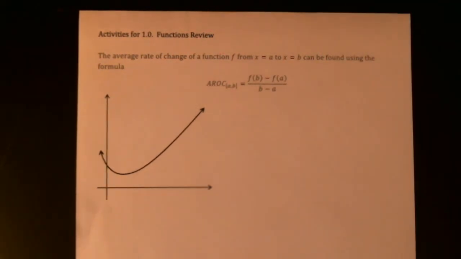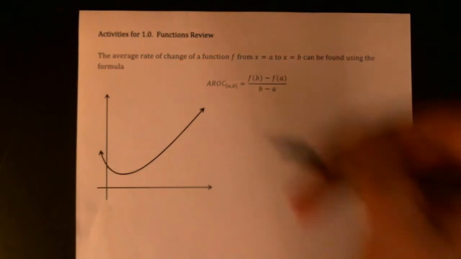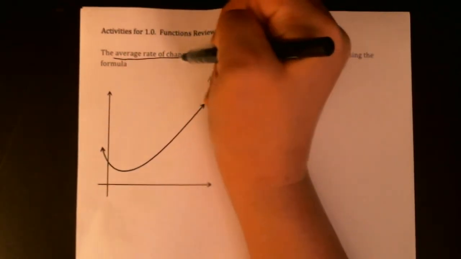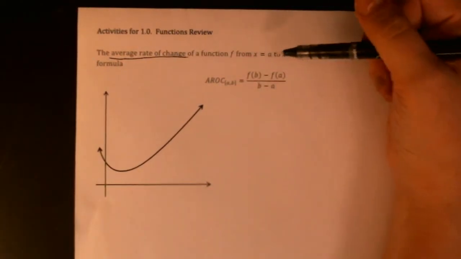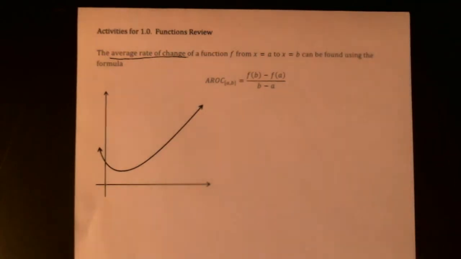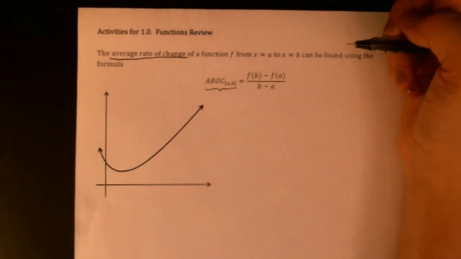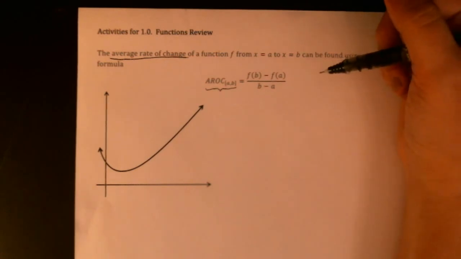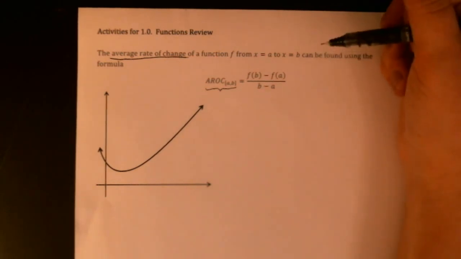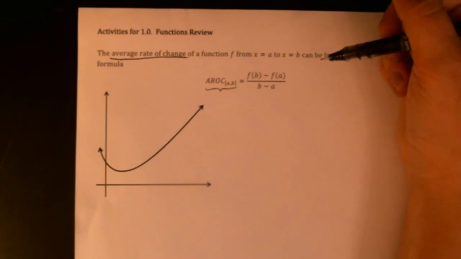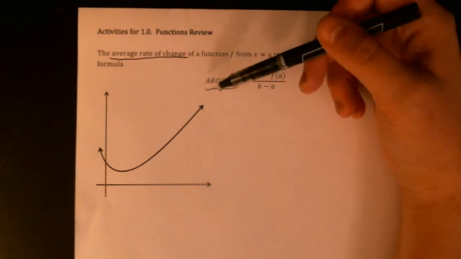So our definition here, the average rate of change of function f from x equals a to x equals b. This first part here is just basically an abbreviation for all of that. So this is just for convenience, since we're going to be doing a fair amount of average rate of change early on in the quarter. We're going to use this shorthand.